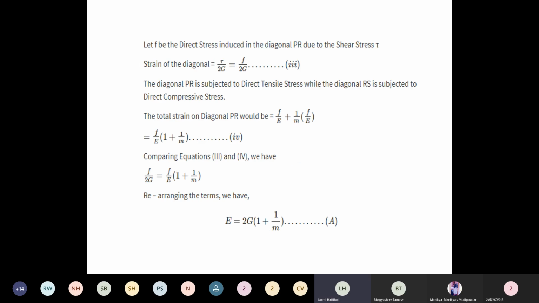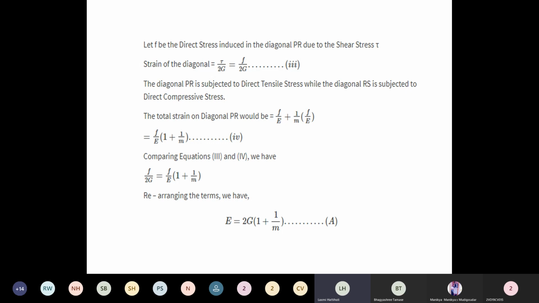Now, see, basically I have taken F as direct stress. You can take it as sigma also, because in previous slides we have taken sigma as direct stress. F or sigma, one and the same. So if direct stress is taken as F and stress induced in the diagonal PR due to shear stress is tau, then strain in the diagonal is taken as tau divided by 2G, or F divided by 2G. So call this equation 3.